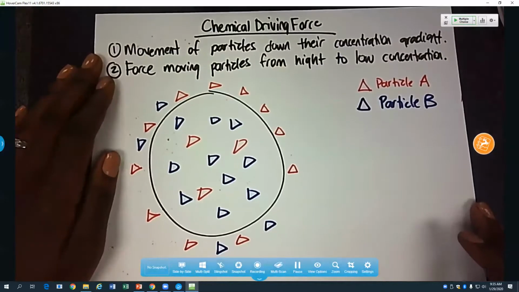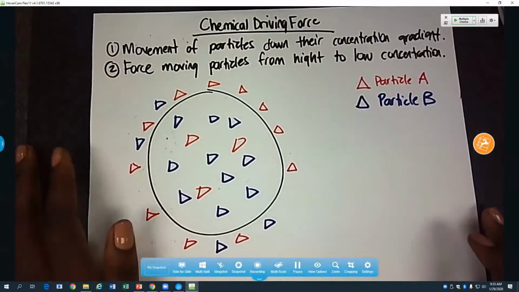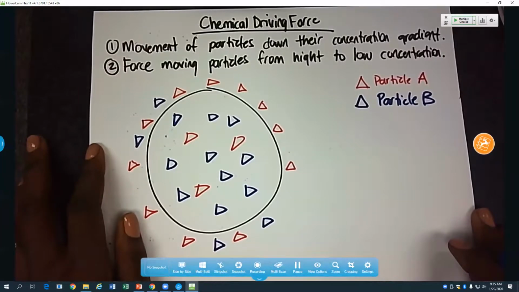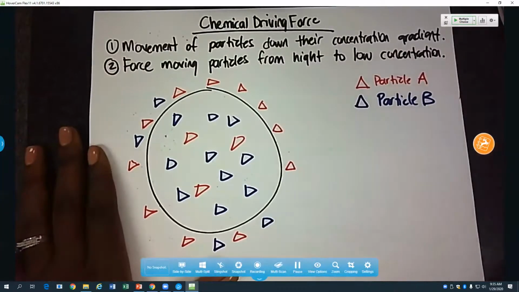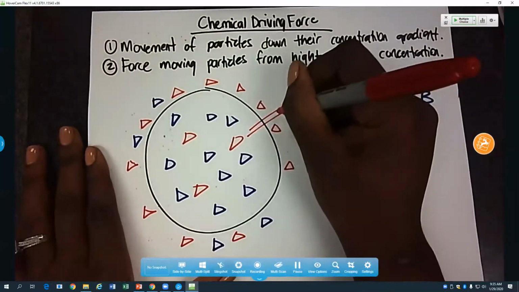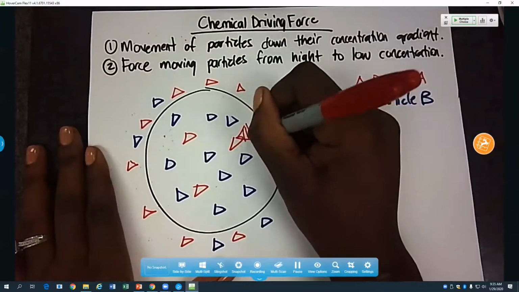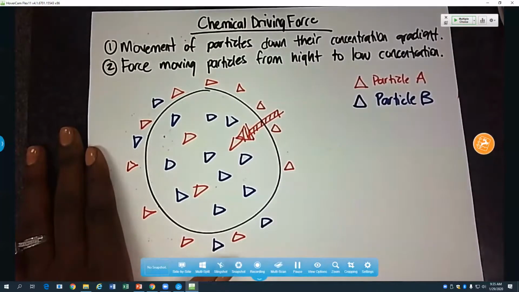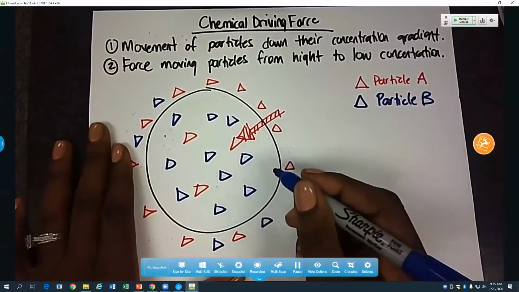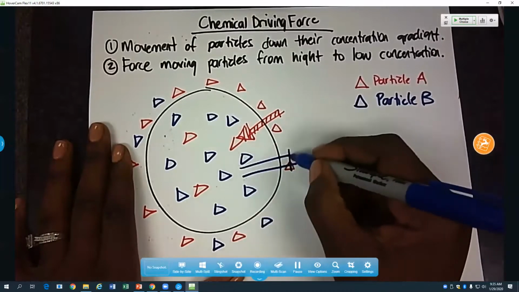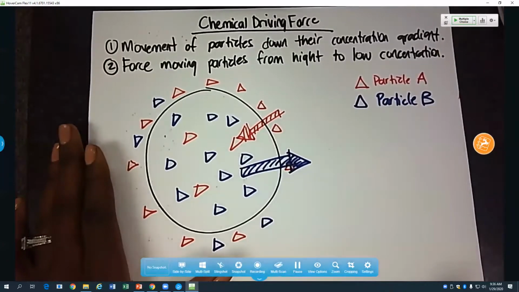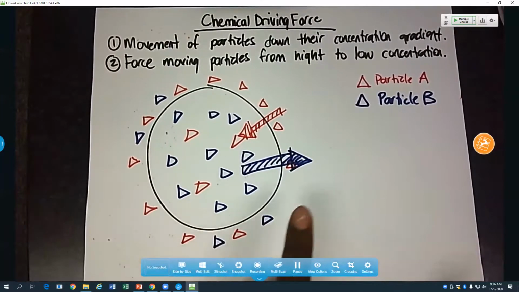Okay. So automatically we have a concentration gradient for both of these particles. What direction is particle A going to want to move? Into the cell. Perfect. So particle A is going to want to get into the cell according to its concentration gradient. And then particle B is going to want to go in what direction? Out of the cell. Yeah, perfect. Out of the cell. So again, according to its concentration gradient, particle B is moving from high concentration to low concentration.